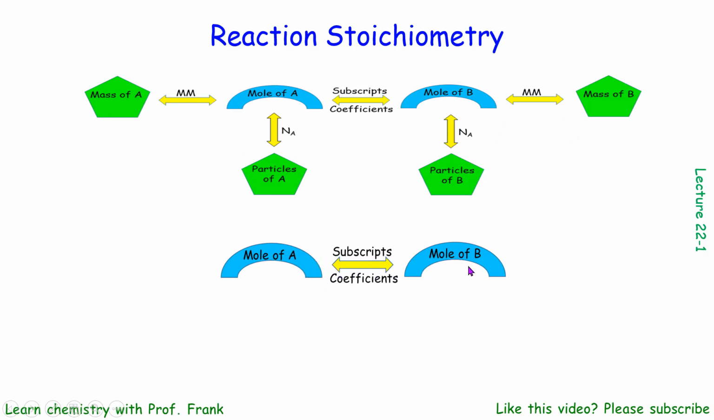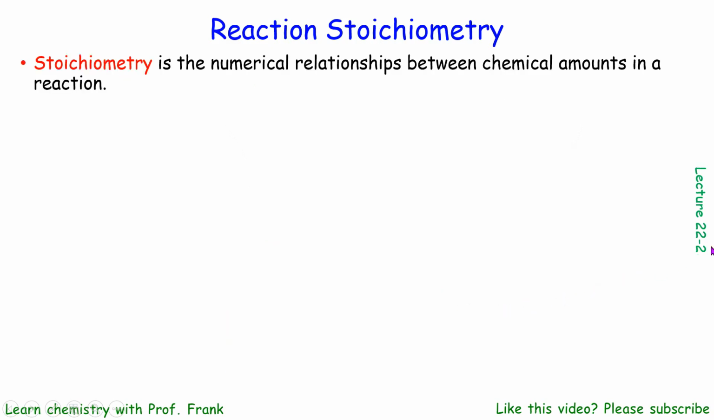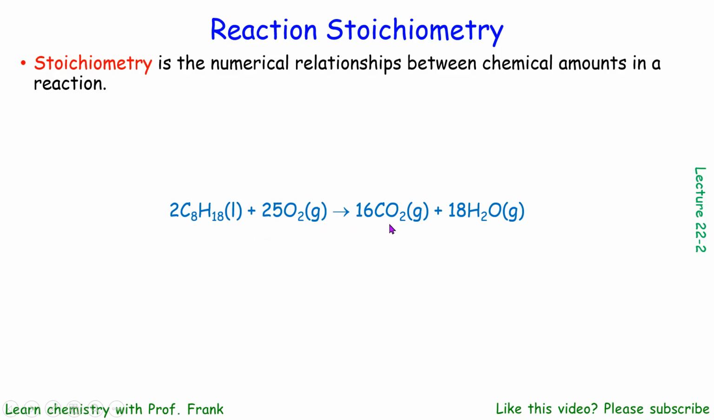Both could be reactants, both could be products, or one of them can be a reactant and the other one a product. Really doesn't matter. So we will use the coefficients in a balanced chemical reaction to write conversion factors. Stoichiometry is the numerical relationship between chemical amounts in a reaction. For example, in this reaction, gasoline has a very high concentration of octane, and when that burns inside your car engine, it produces CO2 and water.